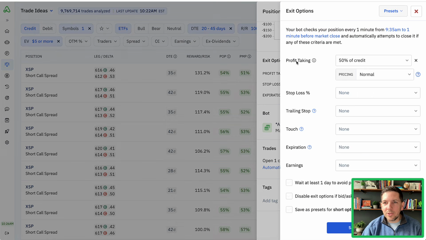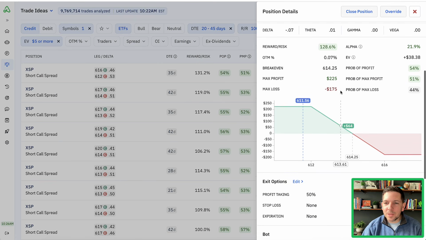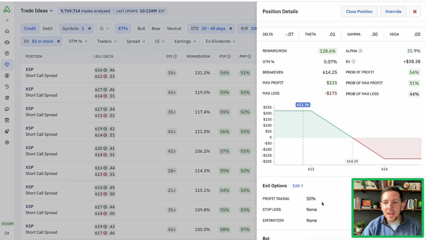Again, I'm doing this manually. I can go in and adjust these exit options anytime I want. But now it's watching the position, and if it ever gets to 50% of the initial credit, then it will try to take the position off.